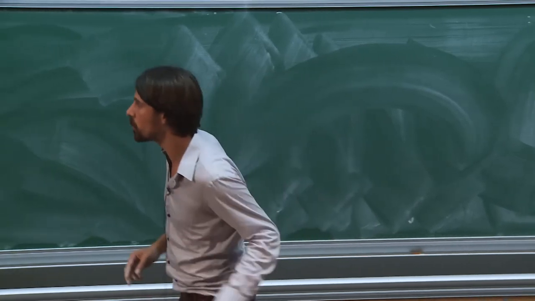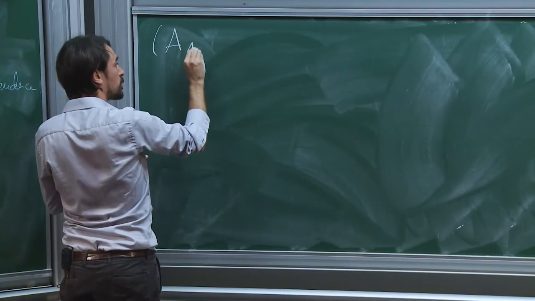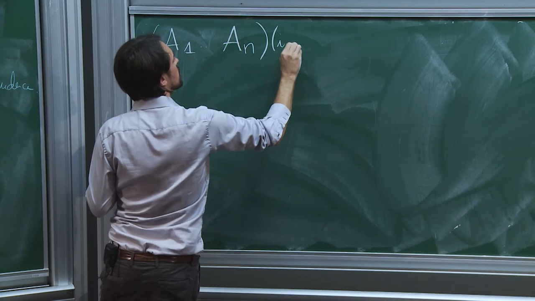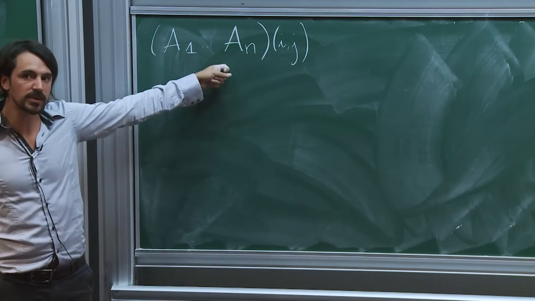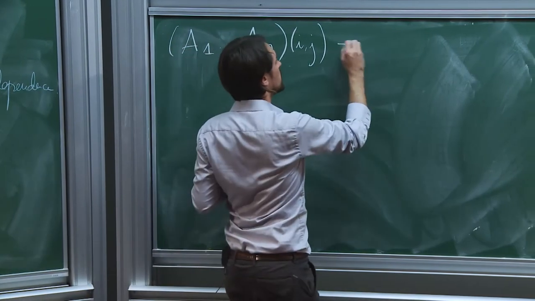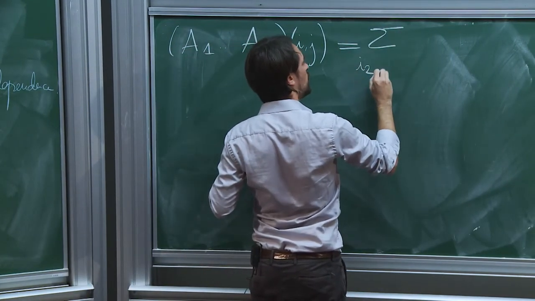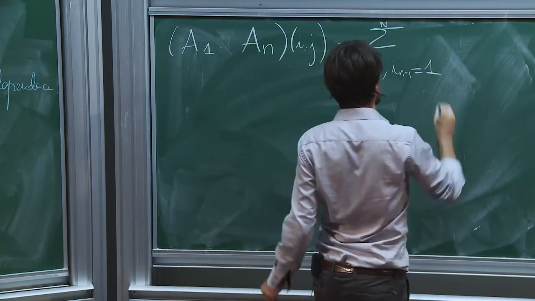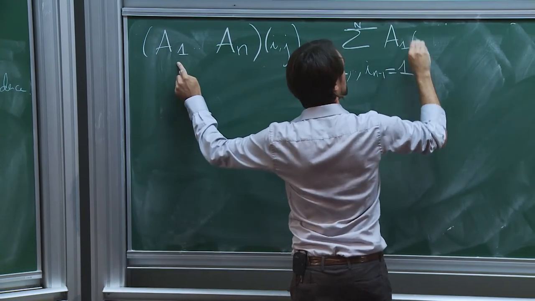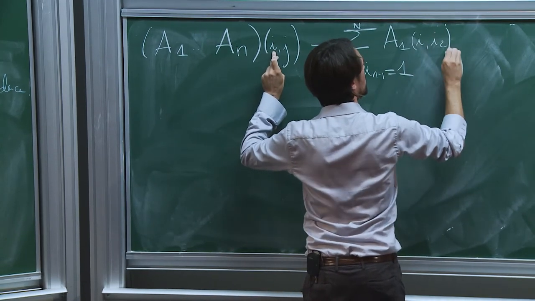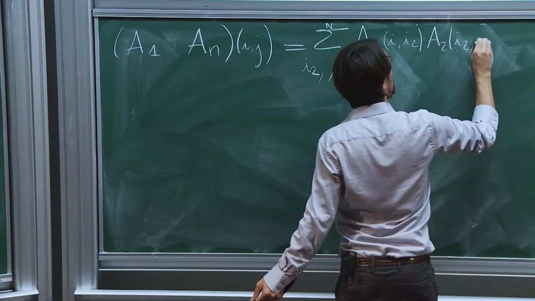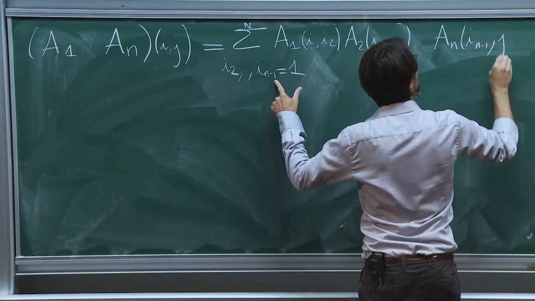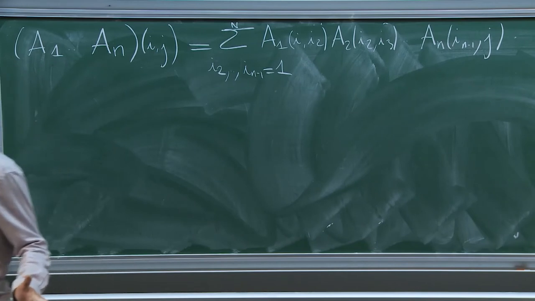So let me recall something very simple. It's the definition of the product of matrices, because we just mimic the definition. So if you have the product of n matrices, the entry a i j is the sum for a2, a3, up to a n minus 1, from 1 to big n, the size of the matrices, of the first matrix's entry a i a2. The second matrix, its entry is a2, a3, and so on. And the last matrix, we have the entry a n minus 1, j. Just the definition of the product of matrices, right?